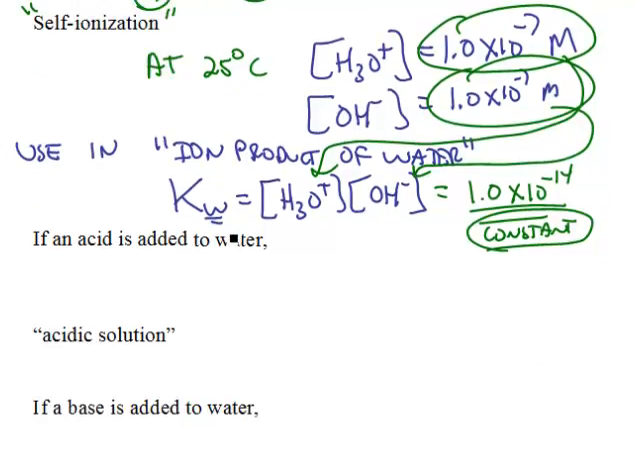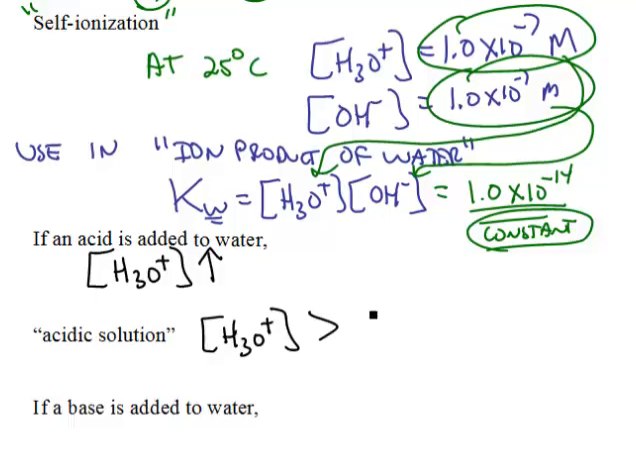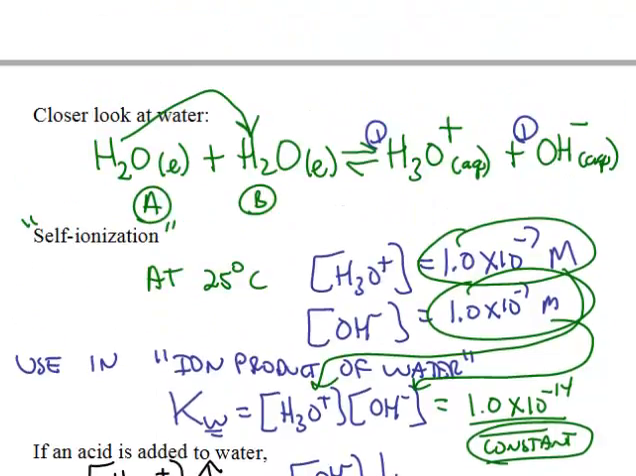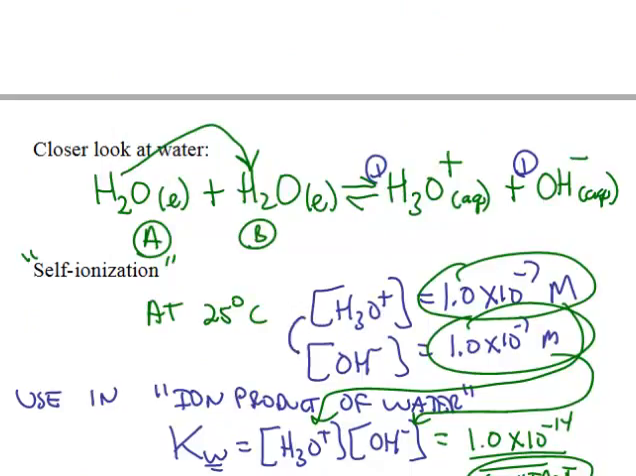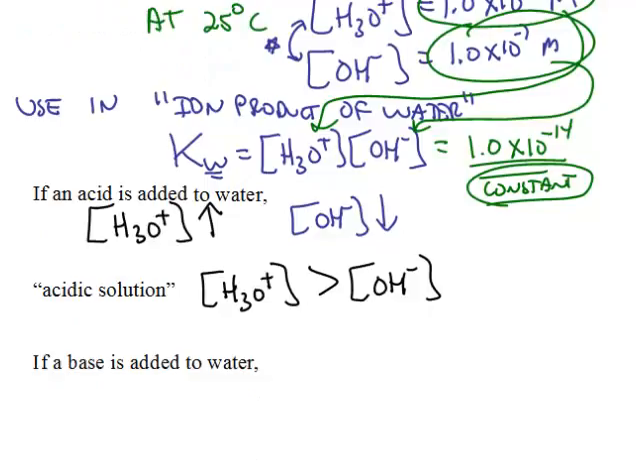When you put an acid into water, the acid makes hydronium, and the concentration of hydronium will increase. An acidic solution is a solution where you have more hydronium than hydroxide. When the hydronium goes up, the hydroxide goes down. In pure water, these two are equal to each other. But in an acidic solution, we'll have more hydronium than hydroxide.